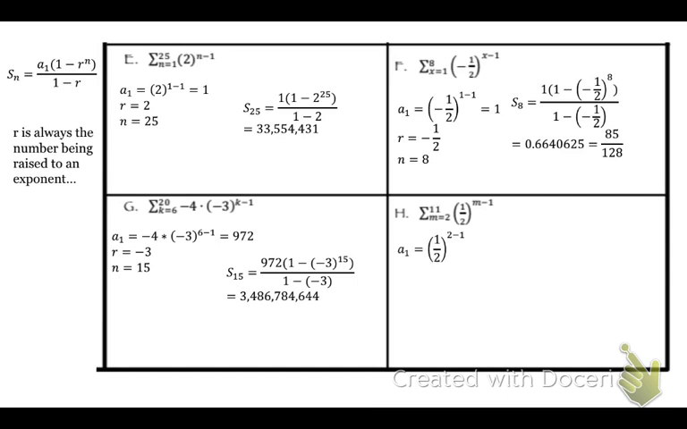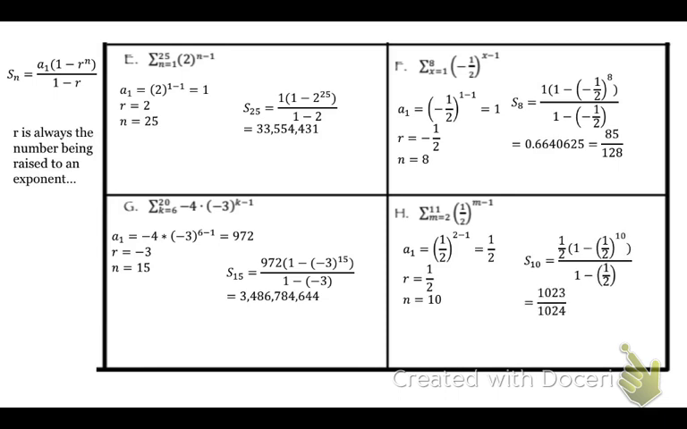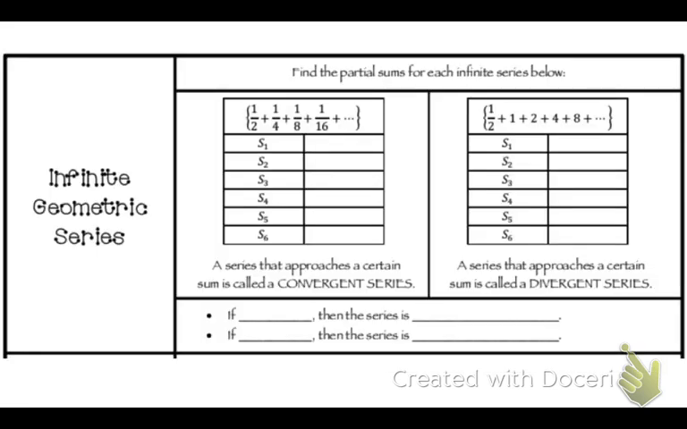For this last one, plug in 2, you get 1/2. Ratio is 1/2. Number of terms is 10. So S sub 10 is 1/2 times (1 minus (1/2) to the 10th power) over (1 minus 1/2), which is 1,023 divided by 1,024. Cool?